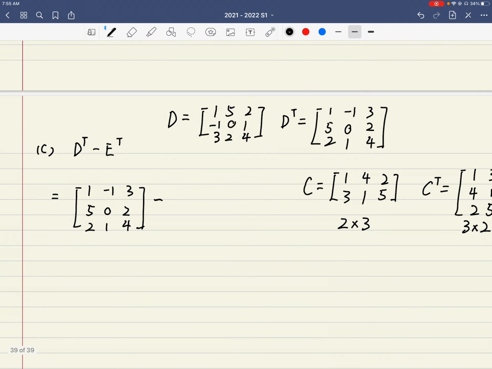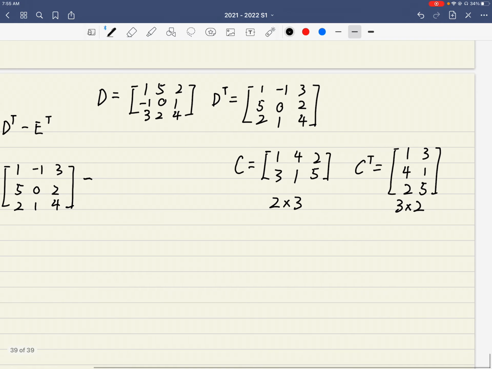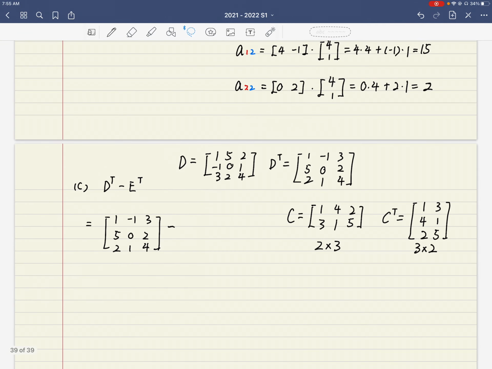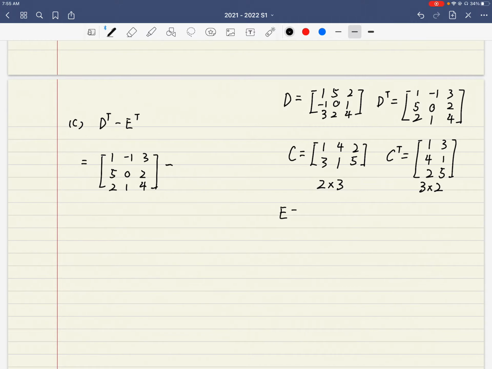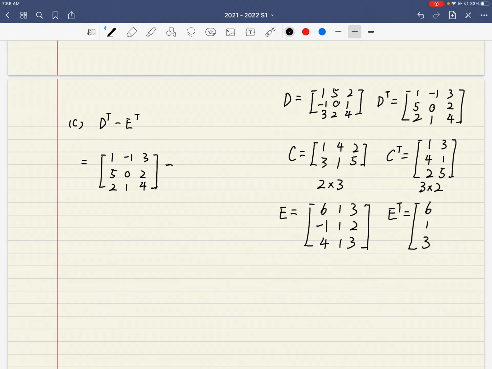C, D transpose minus E transpose. Right, E is, let's write it down here. E is itself also a 3 by 3 matrix. First row is 6, 1, 3. Second row, -1, 1, 2. Third row, 4, 1, 3. If you transpose it, again, first row becomes first column, right? 6, 1, 3. Second row becomes second column, and third row becomes third column.